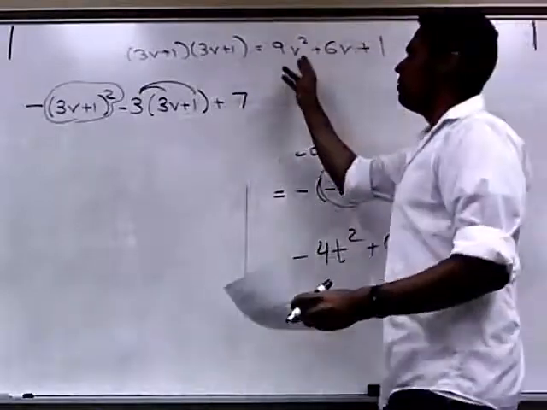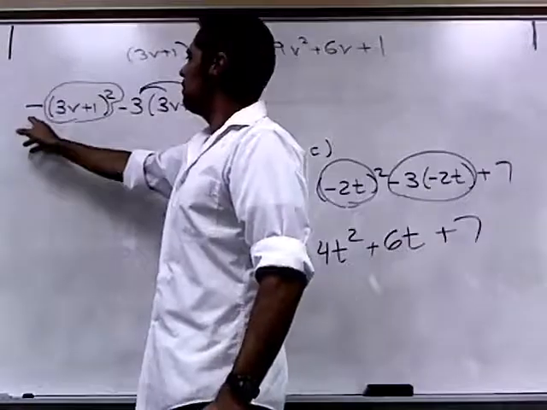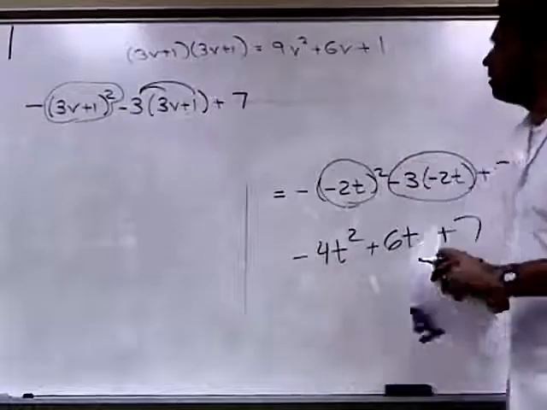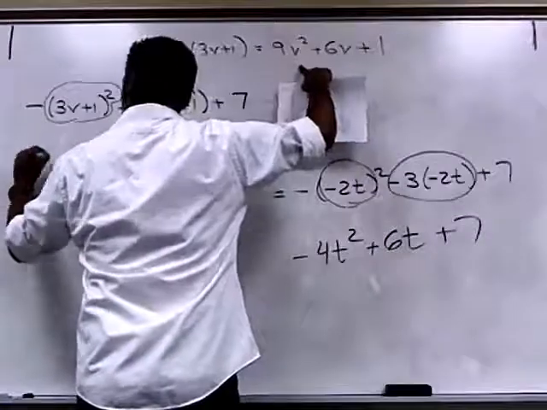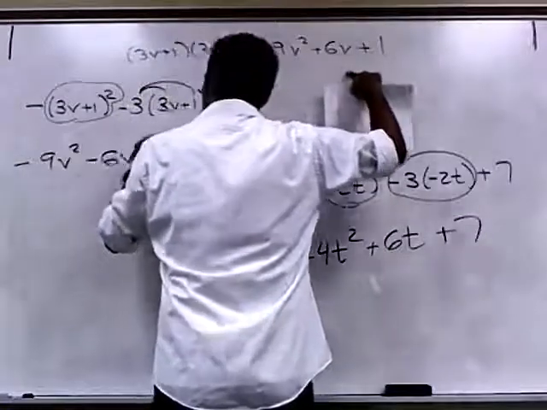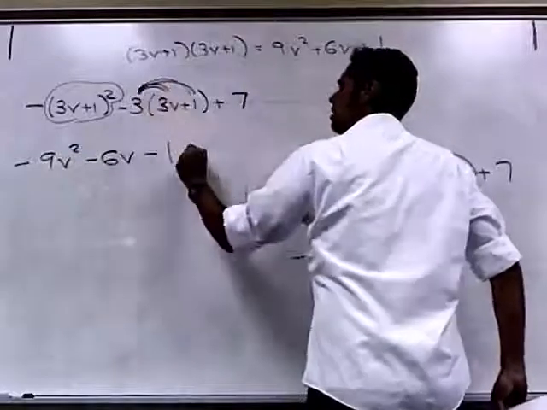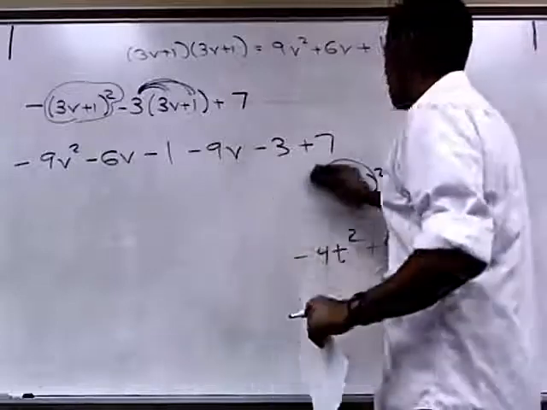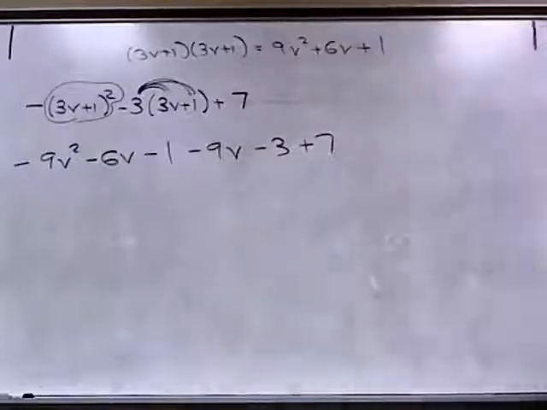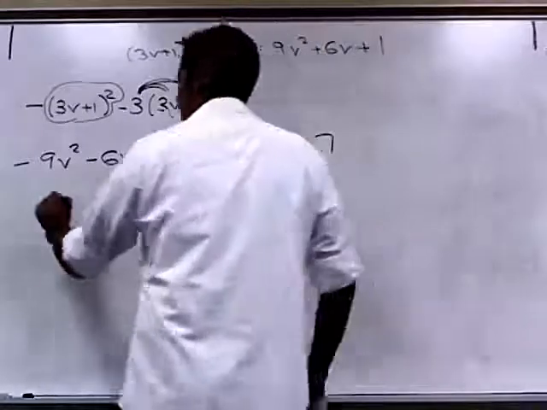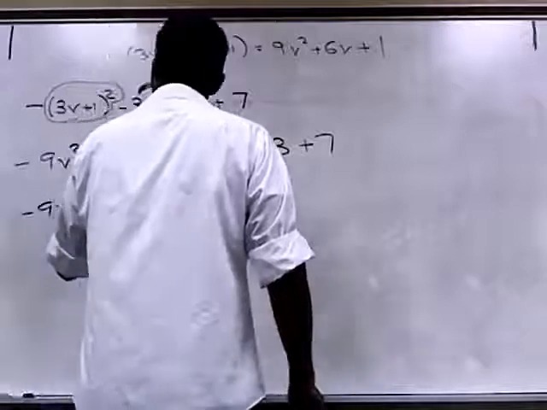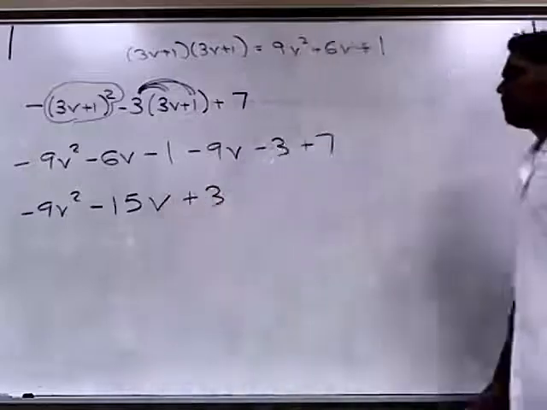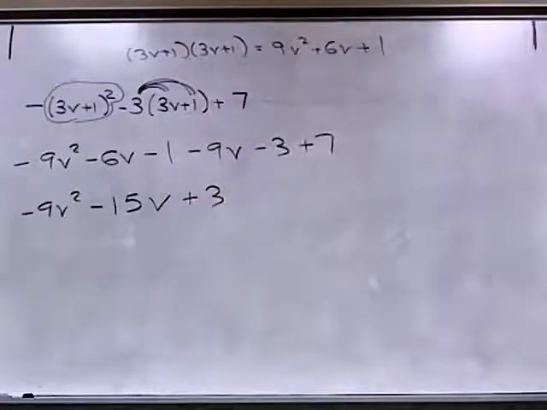And then what would you do with the negative? Pass it through all those, right? I know I'm working through this fast, but let me write down the next line. You'll have this, but change the signs. Negative 9v squared minus 6v minus 1. Then you come in here and do this. Negative 9v minus 3, then plus 7. And then just combine all your like terms. Negative 9v squared minus 15v. And then, what's that, plus 3? Follow?